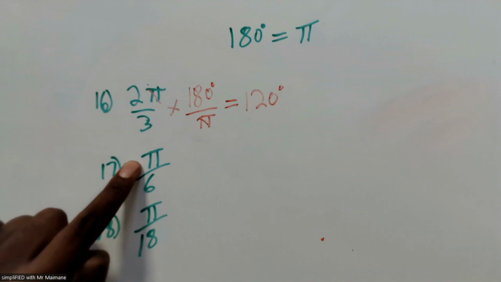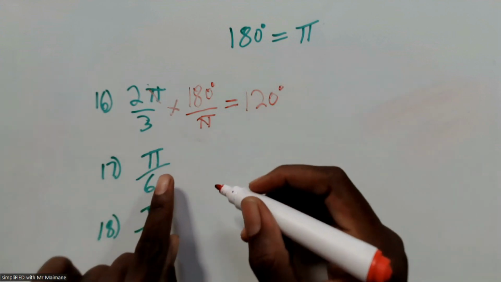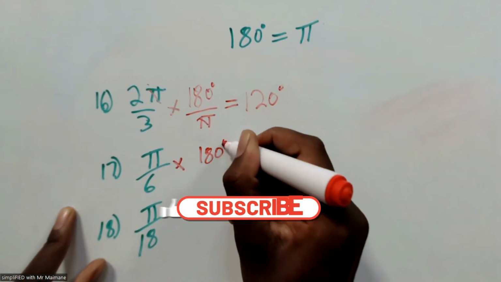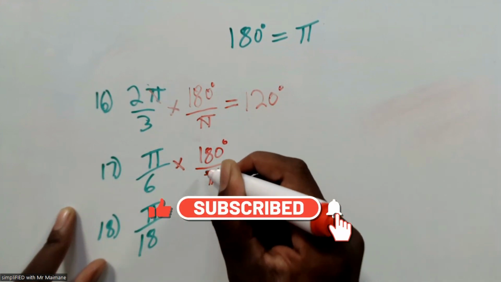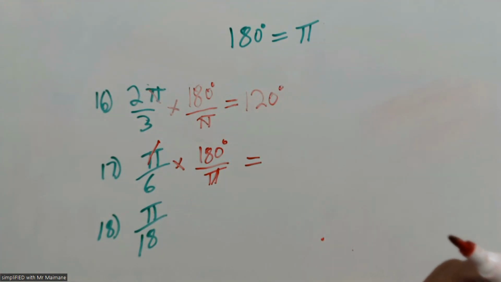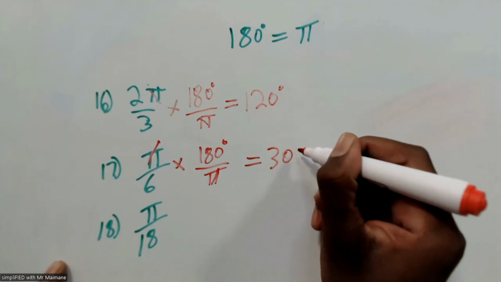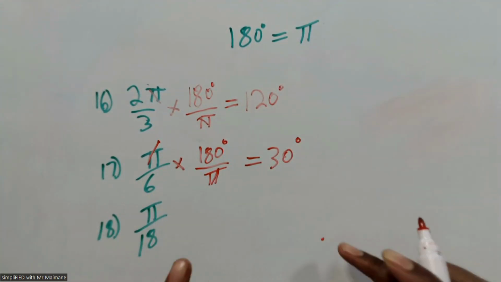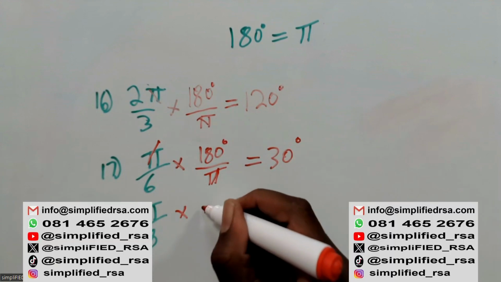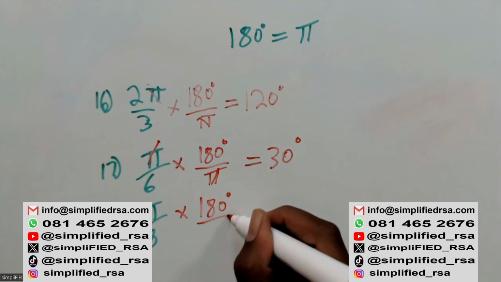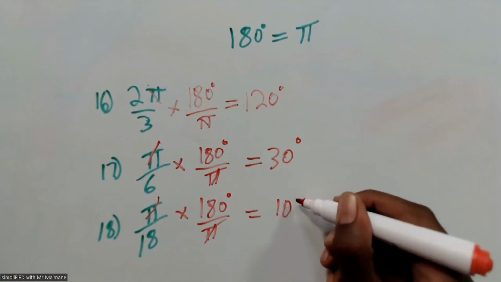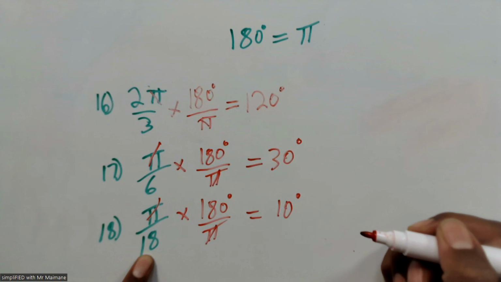For the next one, again, pi over 6, and we want to convert this from radians to degrees. Then we're going to multiply by 180 over pi. This will cancel that. Therefore, we'll have 180 divided by 6, which is 30 degrees. You see, we're moving from pi to degrees, so it results in the final degrees. So pi over 18, same thing, multiply by 180 degrees over pi. This pi will cancel that. Therefore, we'll have 10 degrees, because 180 divided by 18 is 10.